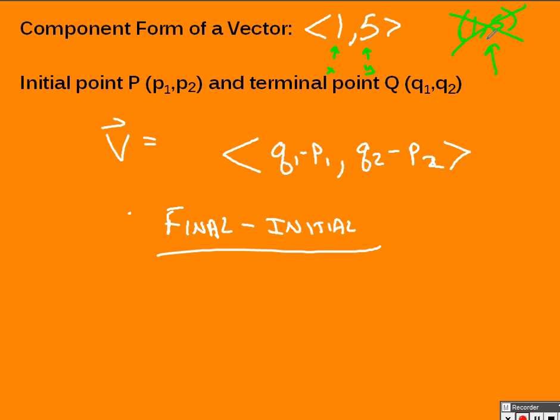So the way we find a vector, if we have that initial point and that terminal point like we had in the previous slide, we can find your change essentially. This is essentially a change in x and a change in y by doing a subtraction. Final minus initial. So your final x value minus your initial x value, and then your final y minus your initial y. Final minus initial will give you your change, and that's how you find your vector.